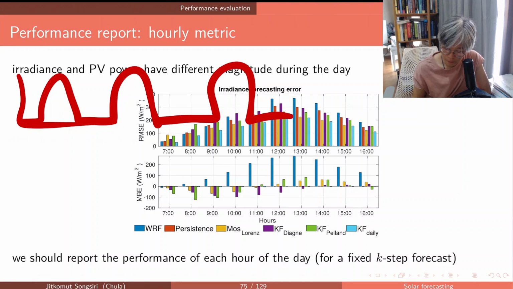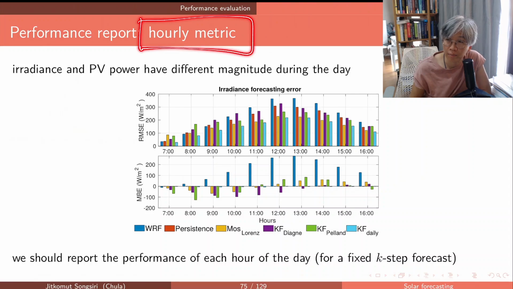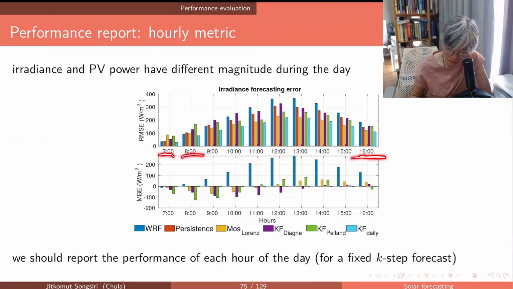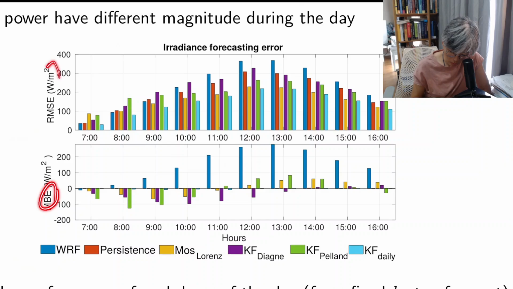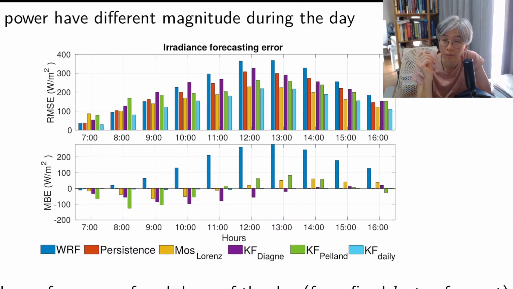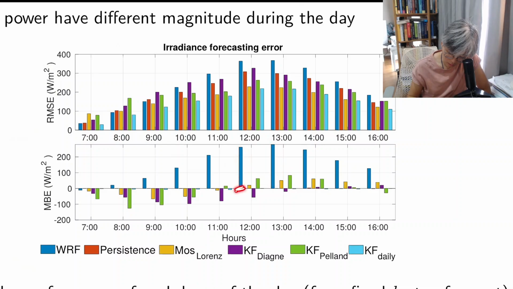So that's why, when you compute the error, you first represent the performance metrics based on each time of the day, from 7 until 16. And then you can look at each metric. In this graph, for example, if you look at the MBE, which is just the average of the error, you see this peak, the blue one from a certain model.